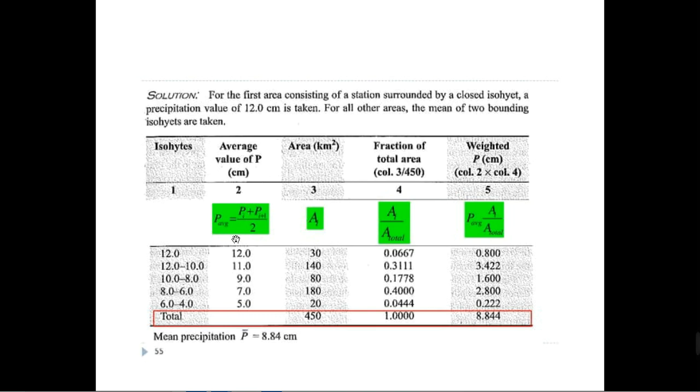The average value of P is (Pi plus Pn) divided by 2. Then we take the fraction of the area, sum of Ai times the average P, divided by the total area. So you can find the total mean precipitation, which is 8.844 centimeters.